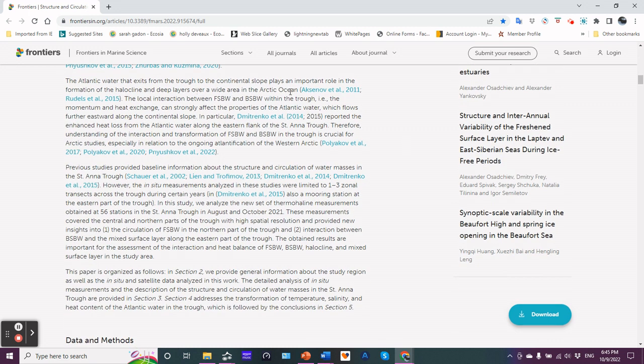Atlantic water that exits from the trough to the continental slope plays an important role in the formation of the halocline and deep layers over a wide area in the Arctic Ocean. Now, the Arctic Ocean is not a very large body of water. However, the physics is extremely dynamic, and the halocline is rapidly changing. Not only is it rapidly changing over the years, it rapidly changes within the year. There are major seasonal differences in the halocline. The halocline will be at different depths in the summer and the winter, and it's constantly changing.